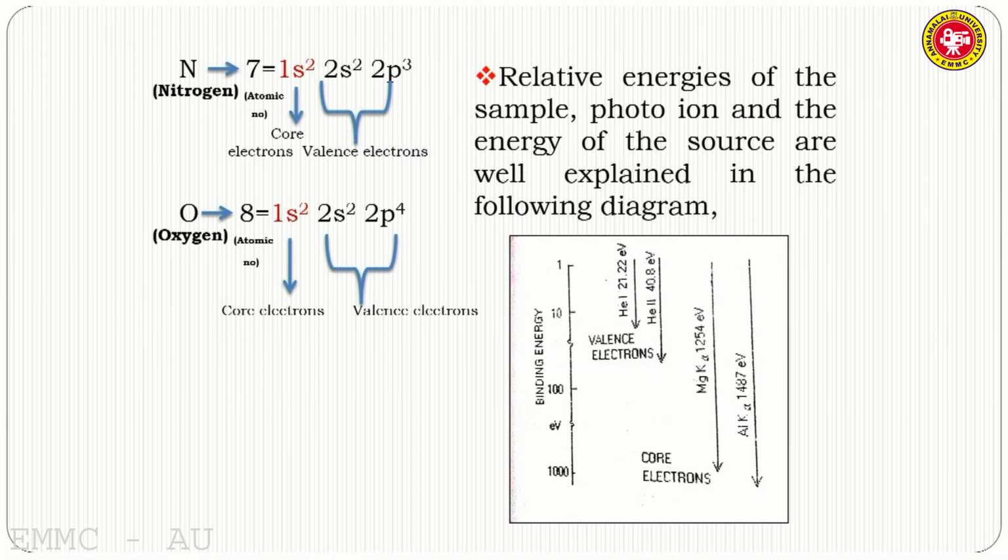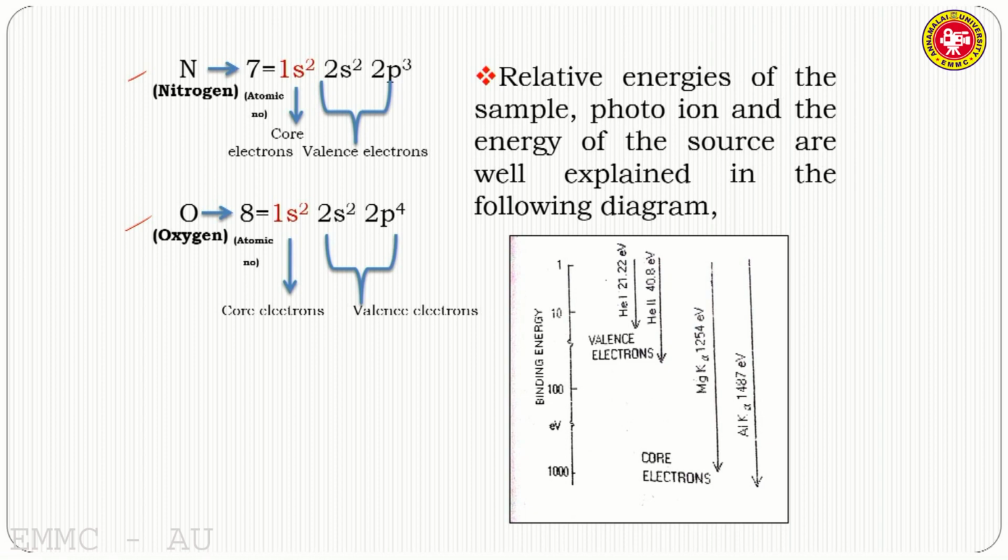Simple examples for core electrons and valence electrons. This is nitrogen, atomic number 7, electronic configuration 1s2, 2s2, 2p3. Here 2s2, 2p3 are valence electrons, that is, the outermost electrons. 1s2 is a core electron which is very close to the nucleus. Next example, oxygen. Here atomic number 8, electronic configuration 1s2, 2s2, 2p4. 2s2, 2p4 are valence electrons, 1s2 is a core electron. The core electron which is very close to the nucleus requires a higher amount of energy.